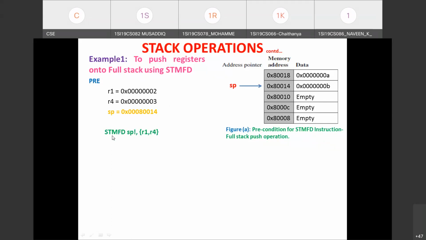Since we are dealing with push, it is the STM instruction we have taken, and the pointer register to be used is SP. We need to update the stack pointer after the operation, so the ! symbol is given. R1, R4 are the registers given in the list as the second operand. Since the stack is growing in the order of decreasing memory address, from higher to lower, can anyone tell at address 80010 which register content will be saved? Is it R1 register content or R4 register content?